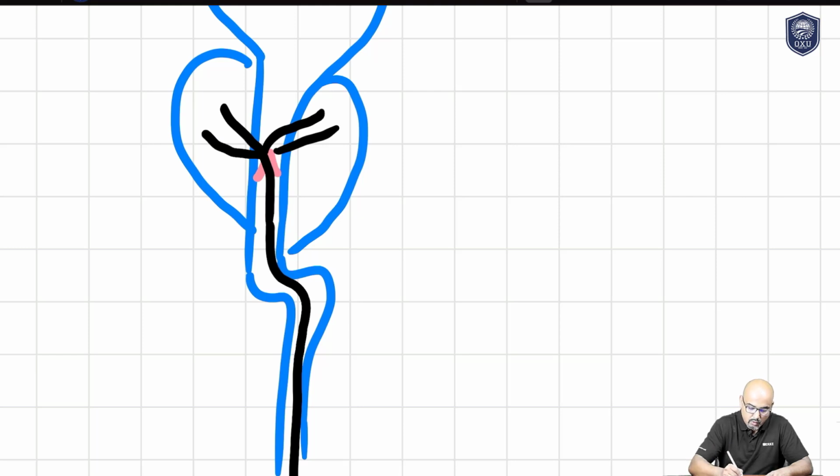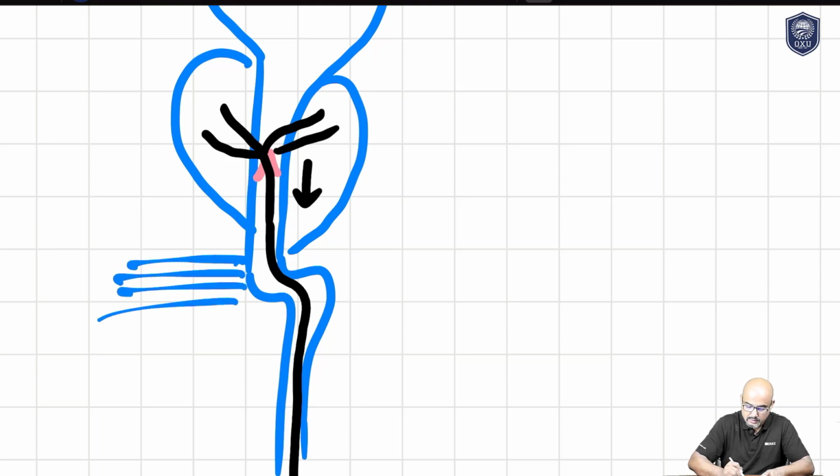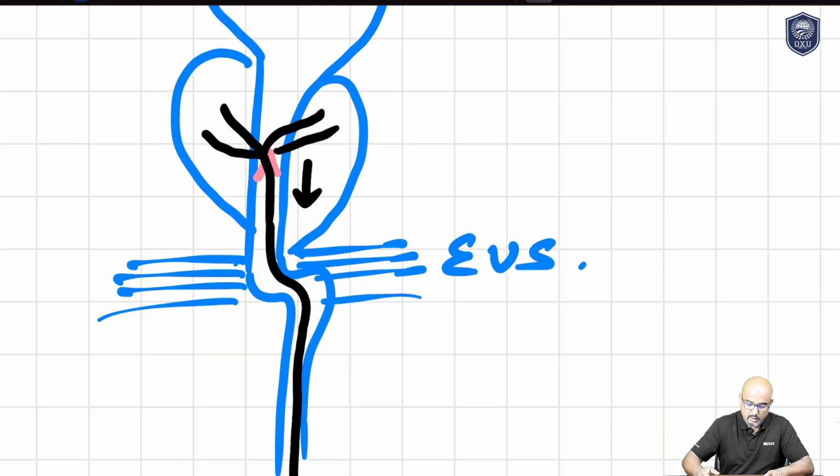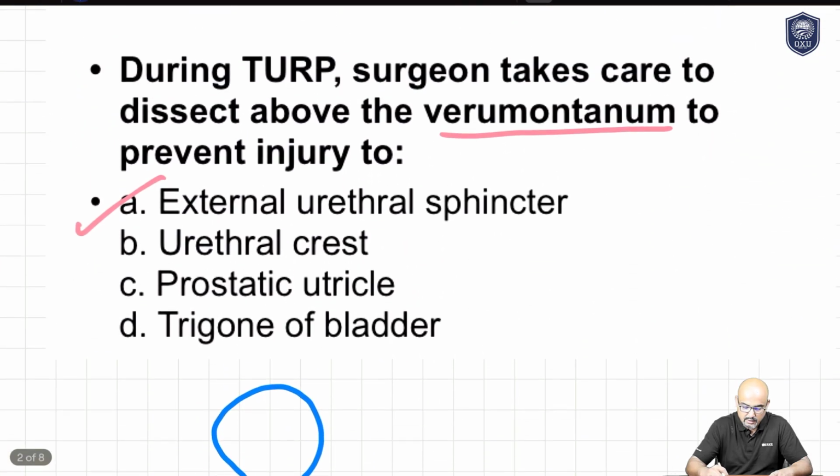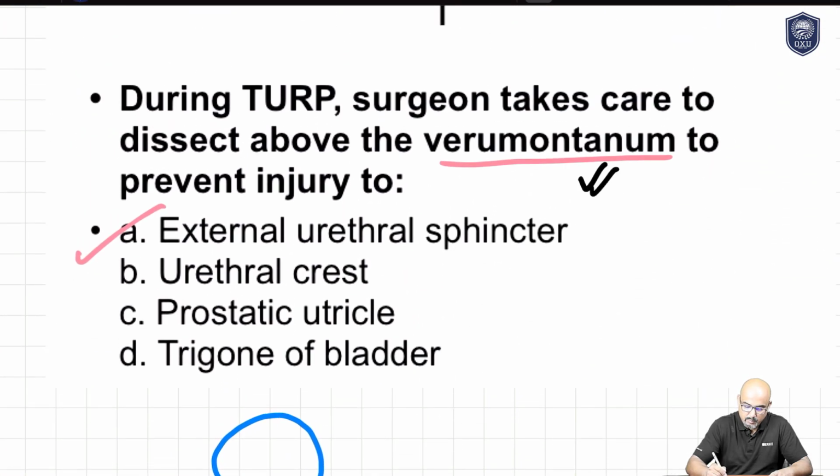While doing that, we should not come below this verumontanum, because outside the veru, there is a muscle known as external urethral sphincter. So if you come down, there is chance of damage of this muscle, and if it is damaged, it will lead to urinary incontinence. That's why, see this question again, the verumontanum is a landmark for external urethral sphincter, which should not be damaged during TURP. TURP means transurethral resection of prostate for BPH.